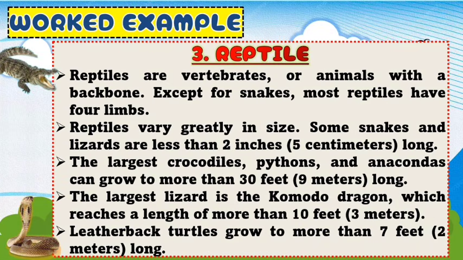Reptiles are vertebrates, or animals with a backbone. Except for snakes, most reptiles have 4 limbs. Reptiles vary greatly in size. Some snakes and lizards are less than 2 inches or 5 centimeters long. The largest crocodiles, pythons, and anacondas can grow to more than 30 feet or 9 meters long. The largest lizard is the Komodo dragon, which reaches a length of more than 10 feet or 3 meters. Leatherback turtles grow to more than 7 feet or 2 meters long.